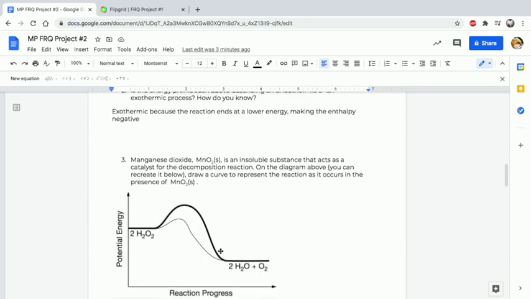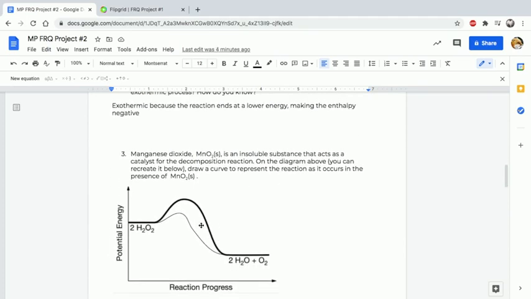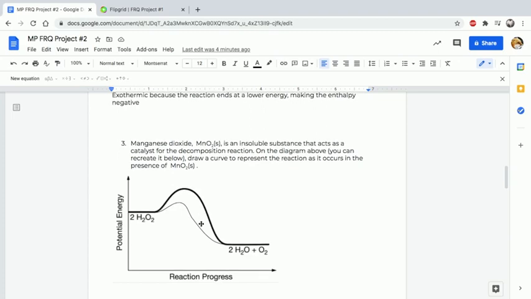The next question is basically asking, if we add a catalyst, what would it do to the reaction? As we know, catalysts make reactions quicker, so it'll lower the activation energy. And because it's still exothermic, it might look something like this: the activation energy is lowered, but it would still end up in around the same place.